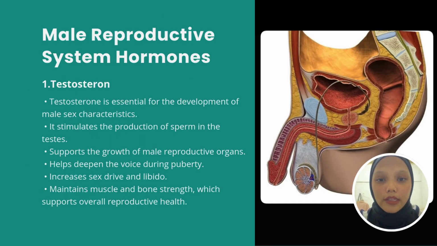Next, the male reproductive system hormone. Testosterone. Testosterone is essential for the development of male sex characteristics and plays a key role in the reproductive system. It stimulates sperm production in the testes and supports the growth of male reproductive organs. During puberty, testosterone helps deepen the voice and contributes to muscle and bone strength, which are important for overall reproductive health. Additionally, testosterone increases sex drive and libido, supporting reproductive functions.